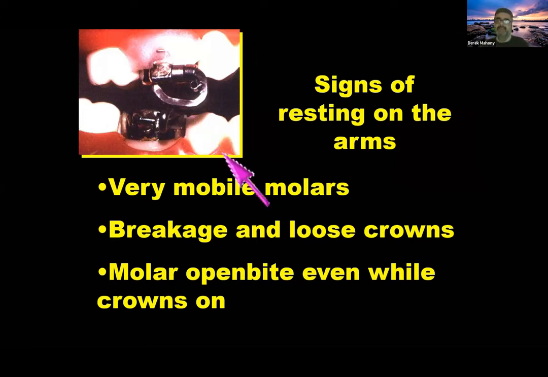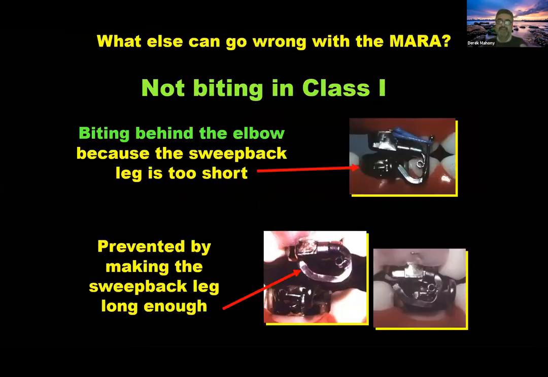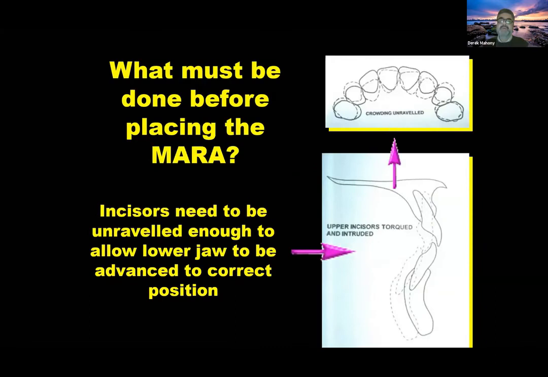That's the only time I see breakages. So it's very important when you fit these appliances, you tell the patient not to bite in their old position, but to gently teach them to bring their lower jaw forward. And one way of preventing that is this sweep back. If your leg is too short, it's going to be easier for the patient to drop back. So one adjustment is the torque of the upper elbow, and the other is the sweep back bend behind that elbow.